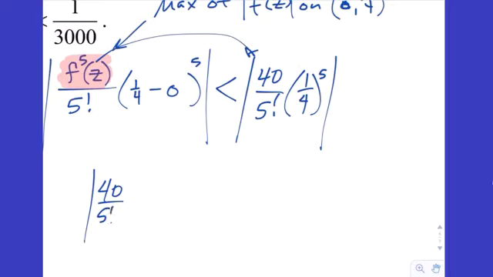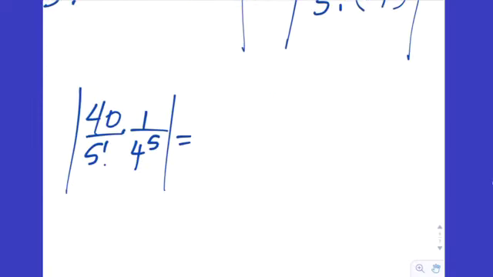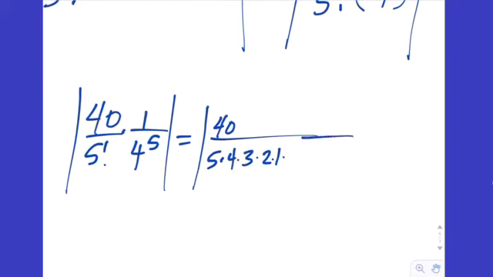1/4 to the 5th power is the same as 1 over 4 to the 5th. That's 40 times 1, I'll just write 40. And then 5 factorial, that's 5 times 4 times 3 times 2 times 1, times 4 to the 5th, which is 4 times 4 times 4 times 4. 40 divides out with 5 to give me 8.